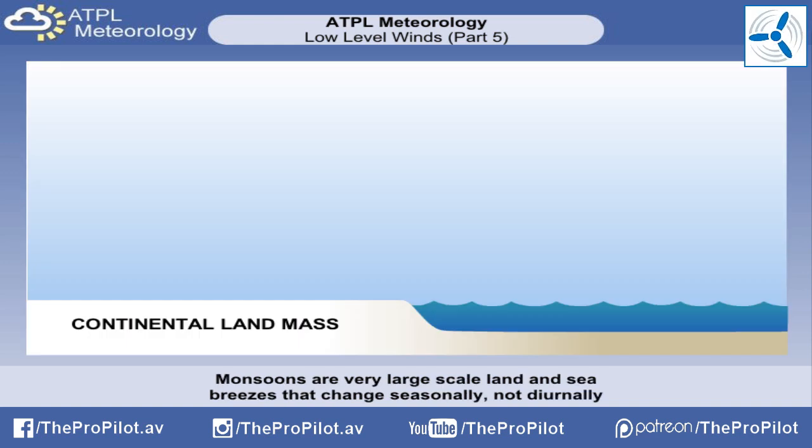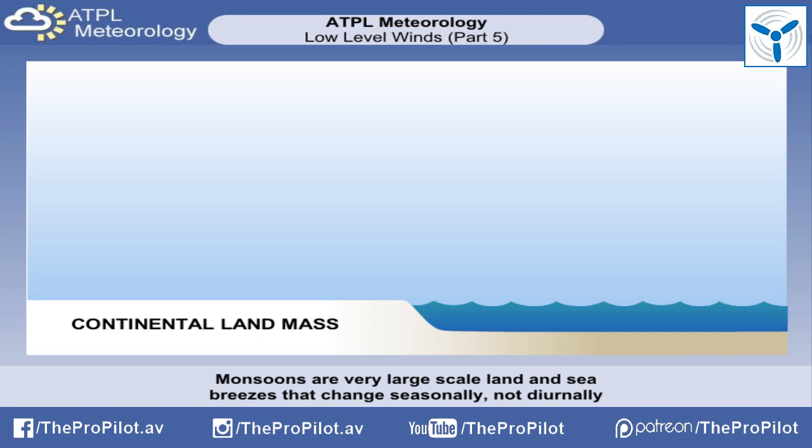The land and sea breezes are relatively small scale and change diurnally. However, this effect of the land and sea temperature variation can be seen over continental coastlines between winter and summer. These winds are collectively known as monsoons.